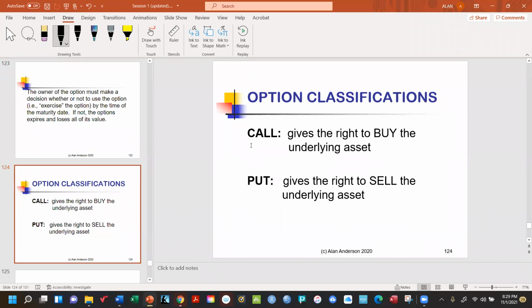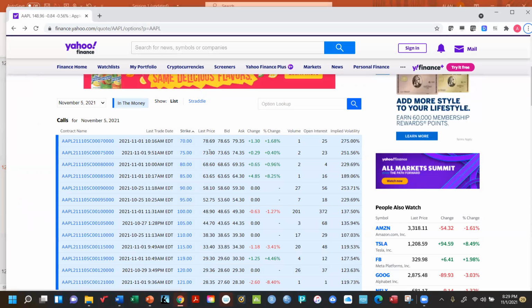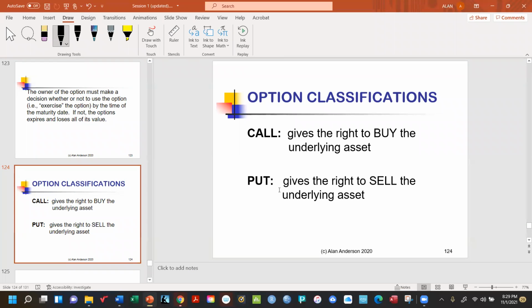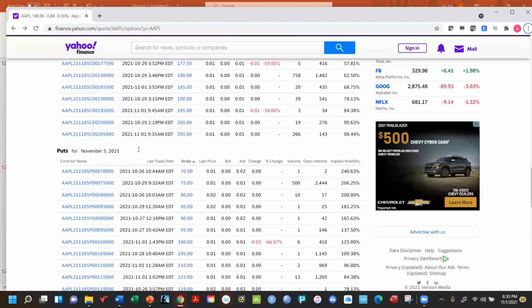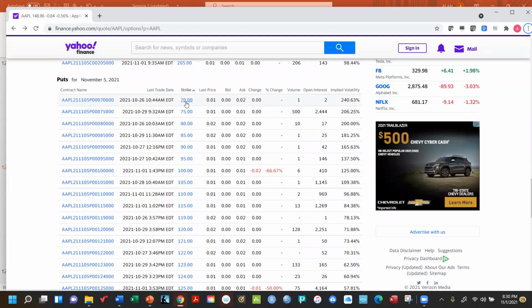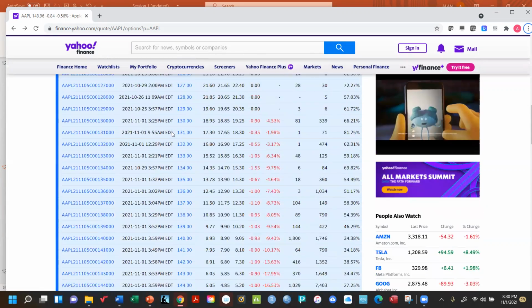Now, the two basic types of options that you'll run into are the call option. And again, I showed you that here. This is a call. These are all calls. They give you the right to buy, and puts give you the right to sell. All right. And so let me just go back and show you where the puts are. They're right down here in the bottom. So there's a bunch of puts as well. These give you the right to sell the stock for this price, the strike price. The ones on top are the calls. They give you the right to buy.